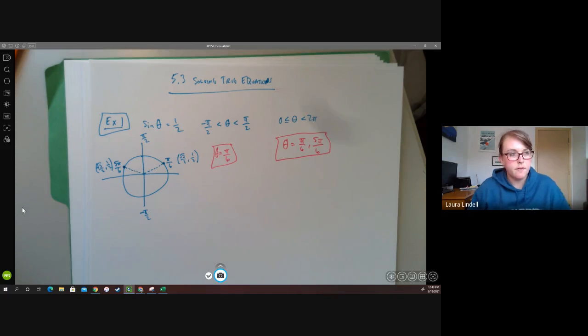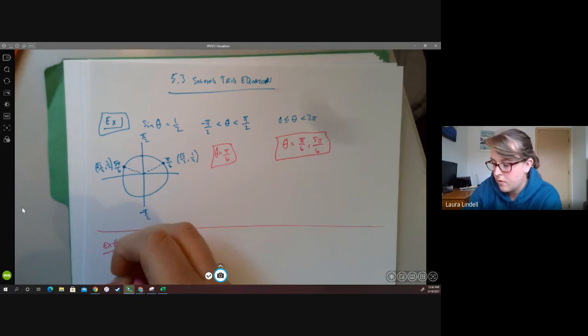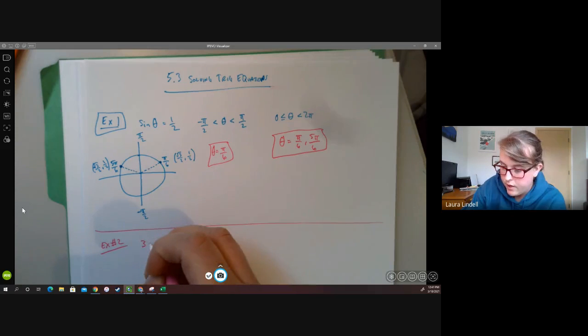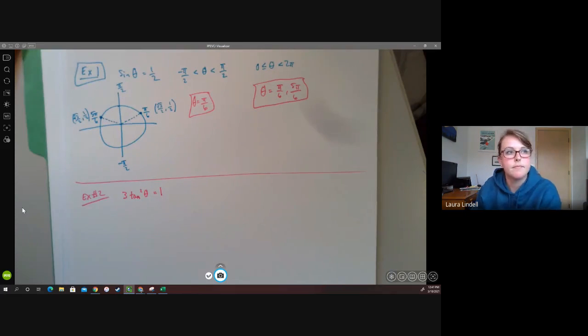Okay, so that's a fairly simple type of problem. The next one, we're going to step it up just a little bit. This one, we've got 3 tangent squared theta equals 1. Okay, so for this one, as always, we're trying to get theta by itself.